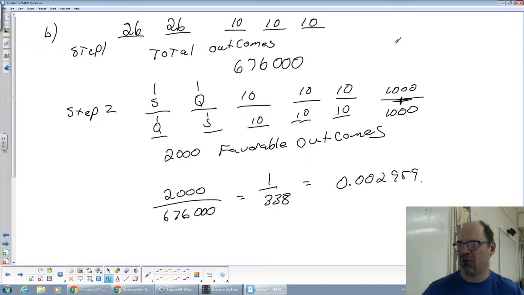So what we were doing basically in this one was looking at the favorable outcomes over the total number of outcomes. And the favorable outcomes is having an S and a Q. You can have an SQ or a QS. So there's 2 cases. And then you could have any of the 10 numbers after if repeats are allowed. Okay, hopefully that one helps you.